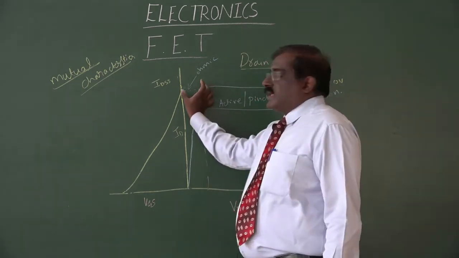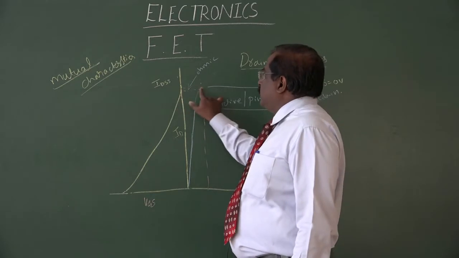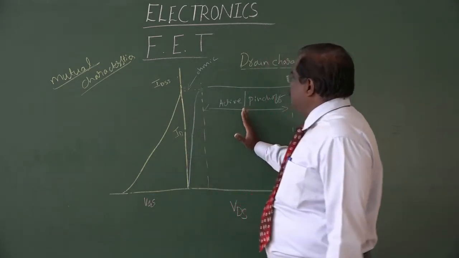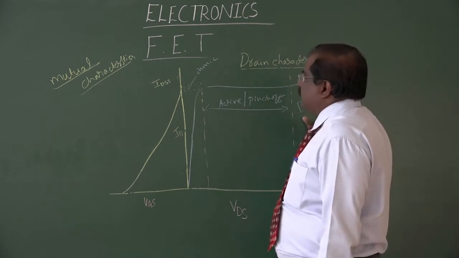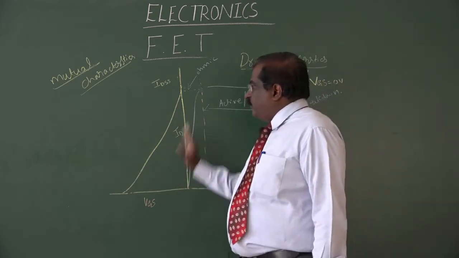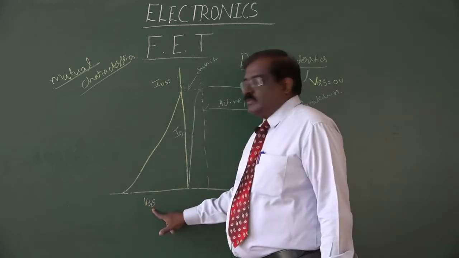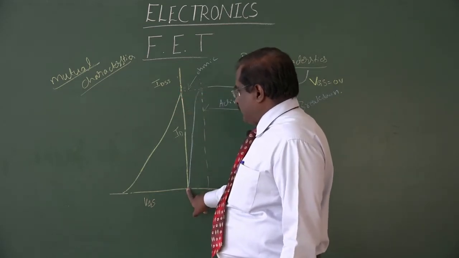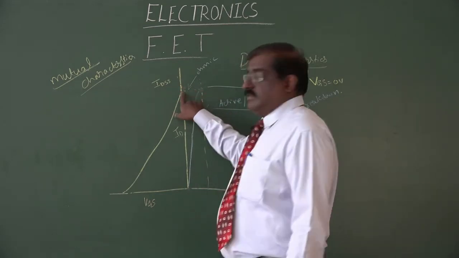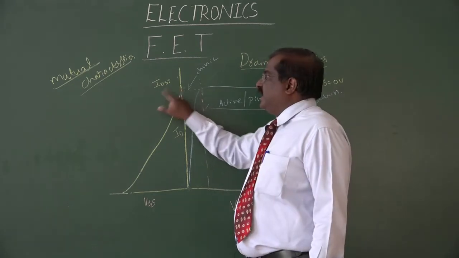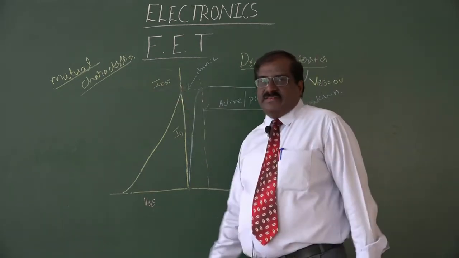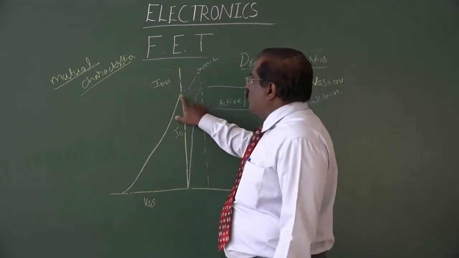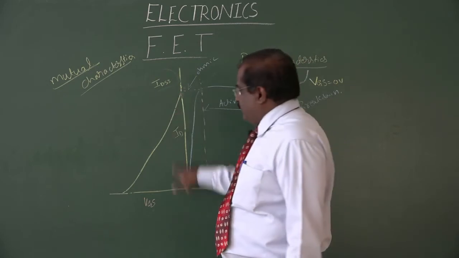That is why we divide the curve into three parts. One is the ohmic region, another is the active region or pinch off region, and another is the breakdown region. In the case of mutual characteristics, ID versus VGS, see here, as VGS is 0, the drain current is maximum. That drain current we declare as IDSS, that is the drain current at saturation. So the drain current is maximum when VGS equals 0.